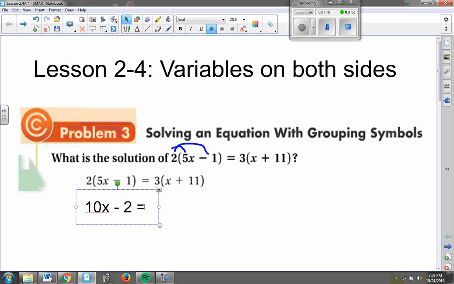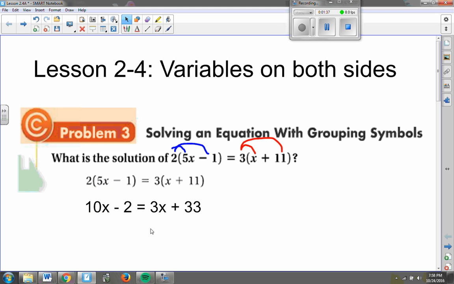Still my equal sign in between here, and then the right-hand side, where I'm going to do exactly the same thing, the 3 to the x and the 3 to the 11, I multiply both of those, and I get 10x minus 2 is equal to, on the other side, well, 3 times x is just 3x. And then it's plus, well, what's 3 times 11? 3 times 11 is 33. So I end up with 10x minus 2 equals 3x plus 33.